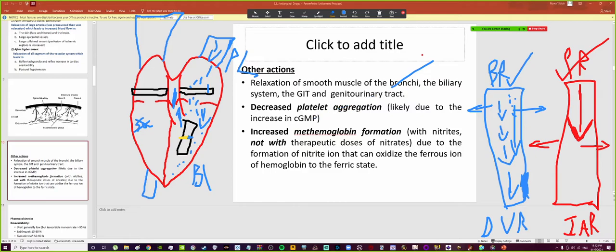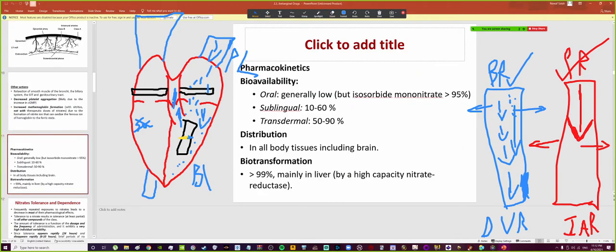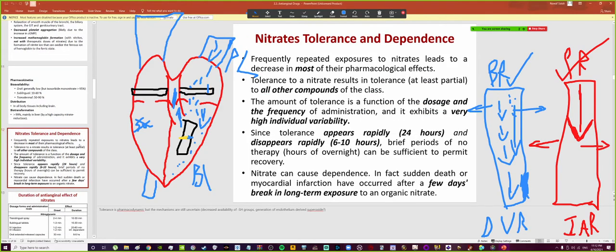Now, the rest of these slides is just pure memorization. Of course, bioavailability, blah blah blah, biotransformation by nitrate reductase. The only thing I want to add is that the oral bioavailability is low, except for isosorbide mononitrate. There's going to be a table of all the nitrates and the administration routes, and this drug right here you can only take orally because it has high bioavailability. Okay, that's the only thing I want to add. Sublingual, transdermal.